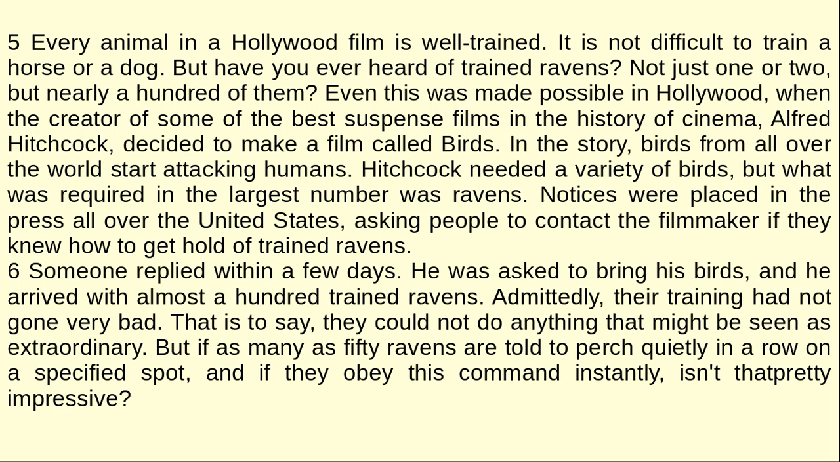How did he manage to get them? Notices were placed in the press all over the United States, asking people to contact the filmmaker if they knew how to obtain trained ravens. Then someone replied, and what did he bring? He brought hundreds of trained ravens. What about their training? It was not so bad, because they could obey his command instantly. The command was to perch quietly in a row on a specific spot.